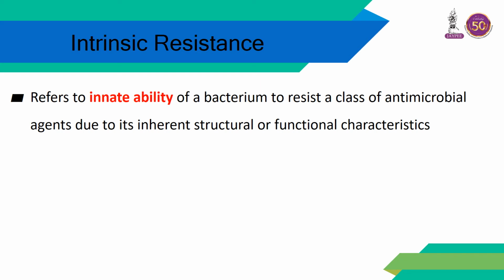Now we have seen one part, what is acquired resistance. The second type of resistance is intrinsic resistance. That is, the organism is naturally resistant towards a drug because of its structural or functional characteristics. There are some structures or some functions that are present in the bacteria naturally, because of which, from the get-go, from the beginning, they are resistant towards a particular drug.